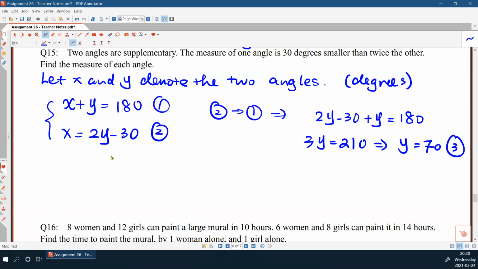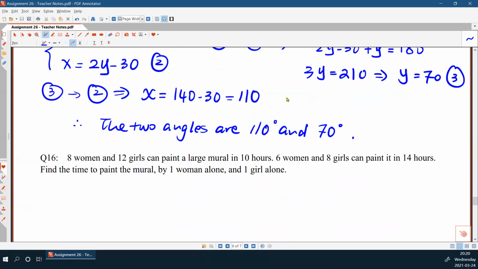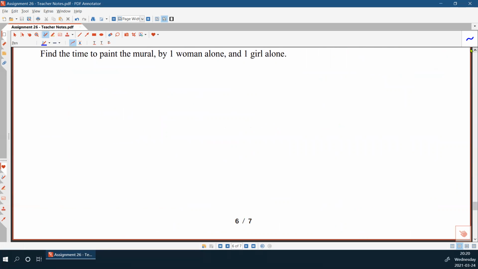So let's call this 3. And then we can put 3 into 2. This will give us x equals 140 minus 30, which is 110, right? Okay, so now we can make the conclusion. The two angles are 110 degrees and 70 degrees. Okay. Any questions? No? Okay, let's see question 16.